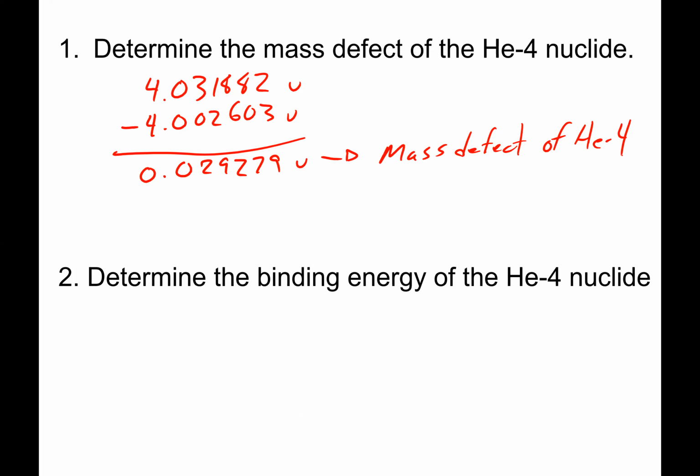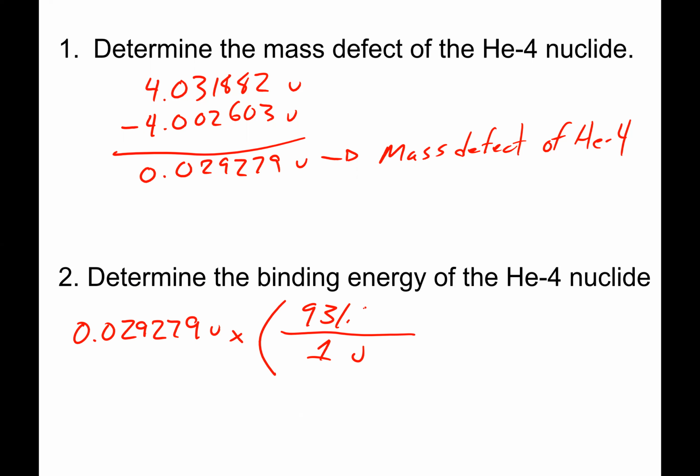Okay, how do I get the binding energy? Well, this is very simply a conversion problem. I have atomic mass units, and we know already from the earlier slide that one atomic mass unit is equal to 931.5 mega electron volts of energy. By the way, if this is the first time you're seeing this unit, mega electron volts, just know it's the same idea as joules, just another unit.